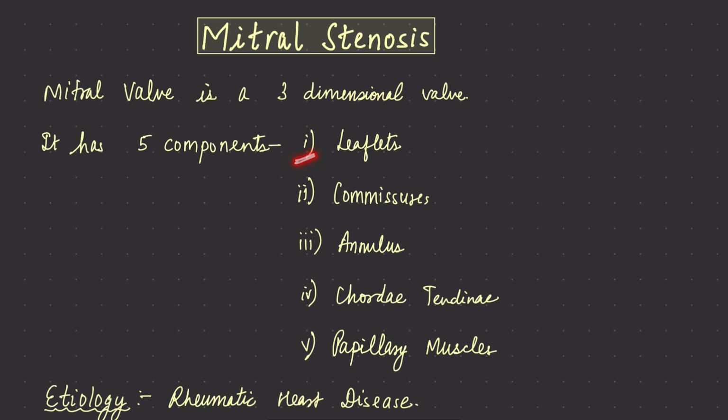First is leaflets. There are two leaflets. One is anterior, the other is posterior. There are two commissures, anterolateral and posteromedial, then the annulus, chordae tendineae, and papillary muscles. All these components make up the mitral valve.